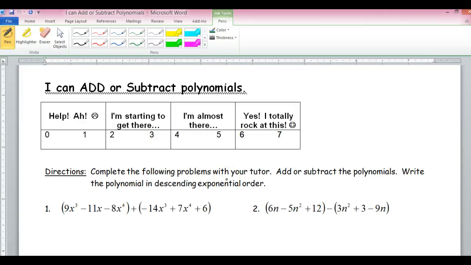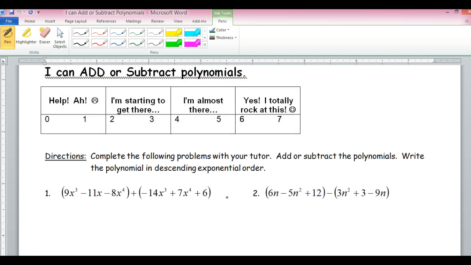Hello, Stanford Algebra students. This lesson is on adding and subtracting polynomials. This is generally something you guys have been doing basically since 6th grade, but not realizing that you're truly doing it.